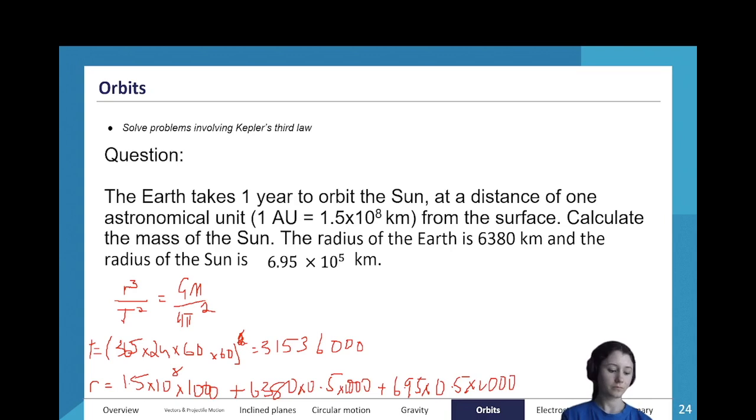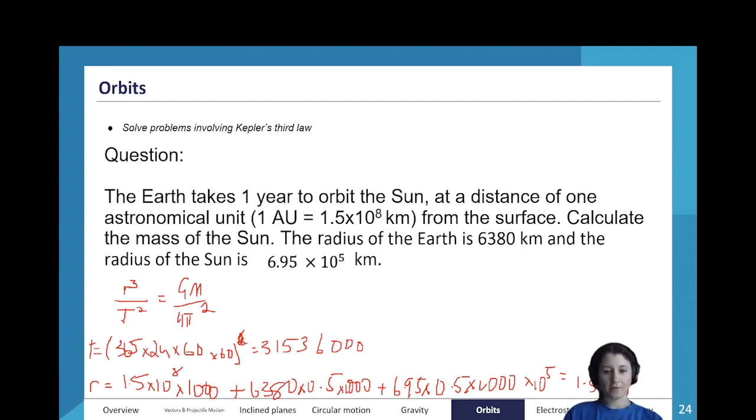Alright, we're going to have 1.5 times 10 to the 8 plus 63 plus 6.95 times 10 to the 5. Sorry. So this gives us an answer of 1.5 times 10 to the 11 as our radius. Now we can go ahead and solve our problem.